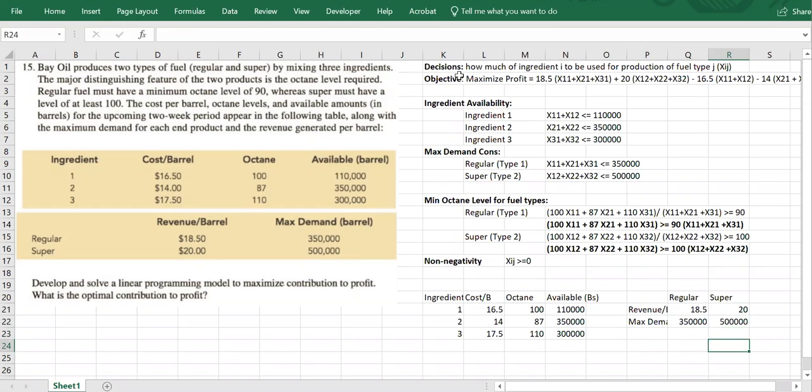Now I'm going to go ahead and develop my spreadsheet model. So the decision variables are going to be the mix of each ingredient within the production of the final product. So I'm going to have 3 ingredients and 2 fuel types.